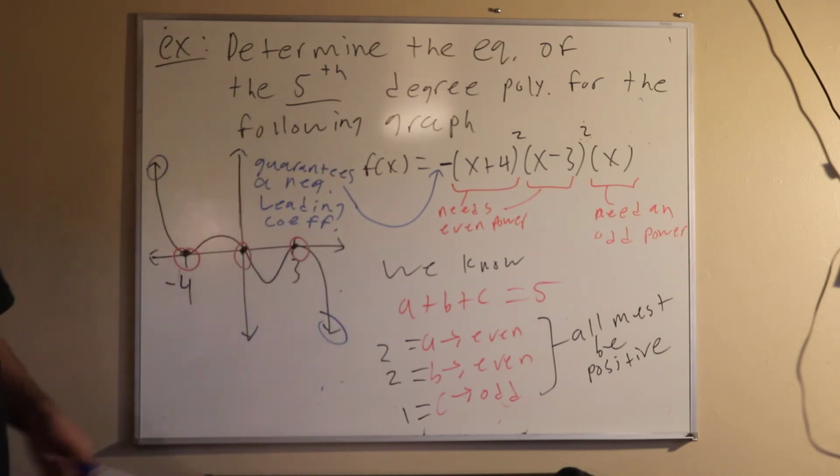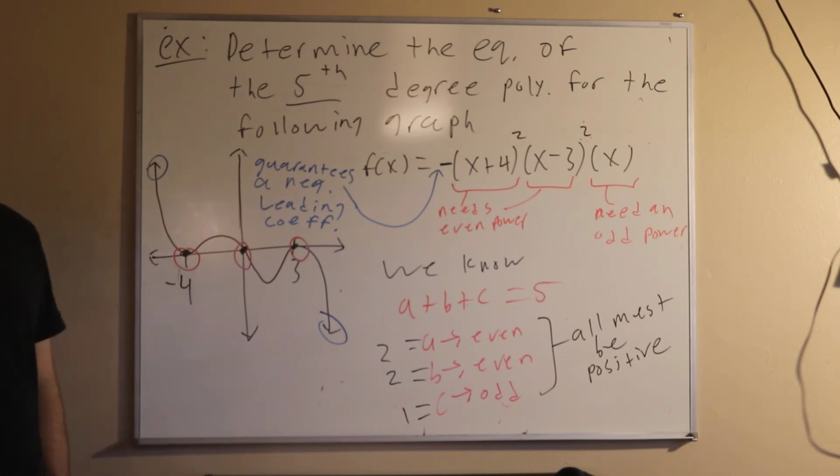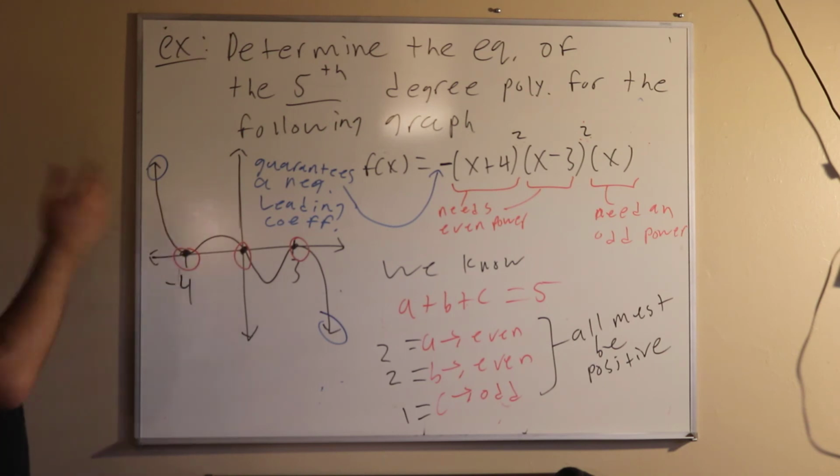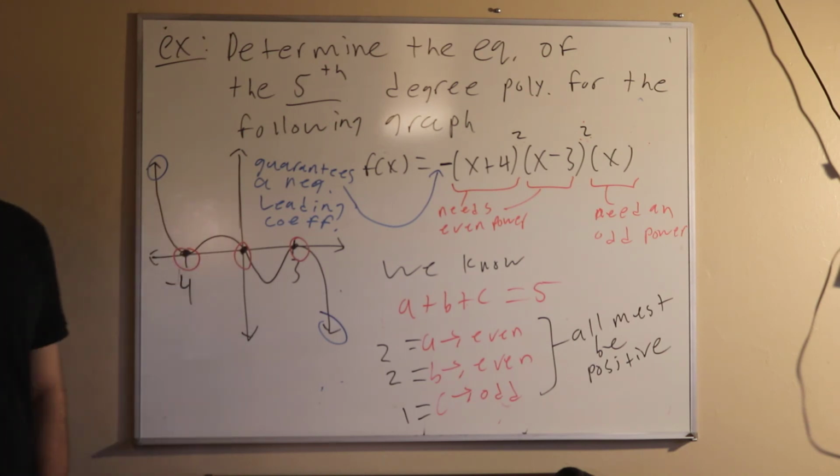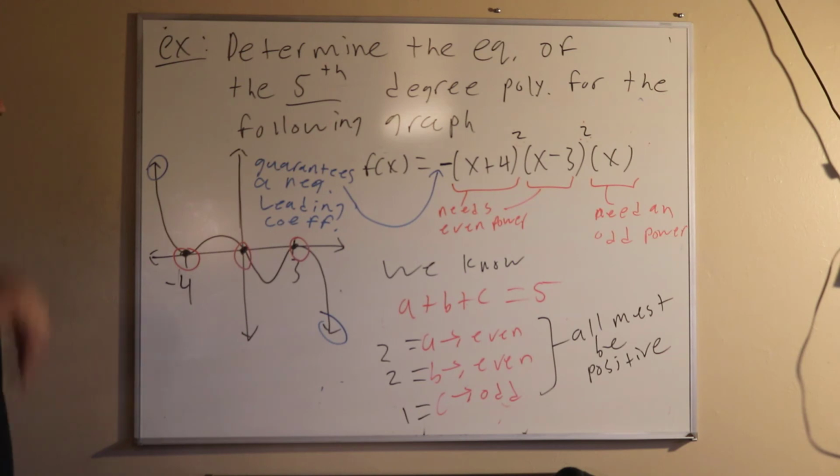So there you go, and that is the equation. We don't need to bother multiplying it out. We can leave it like this. This is the equation for the fifth degree polynomial that has this following graph. That's how we would run through constructing something like that. So go and take a moment now to pause the video and copy all this down, and then we're going to move on to our next example.